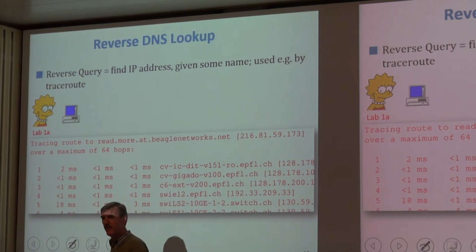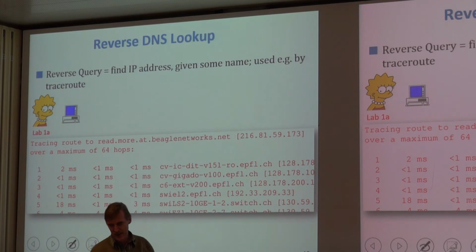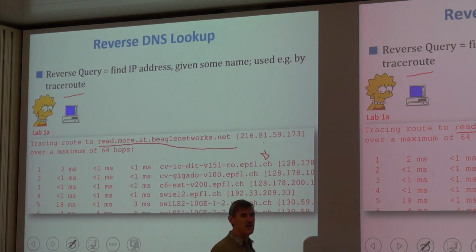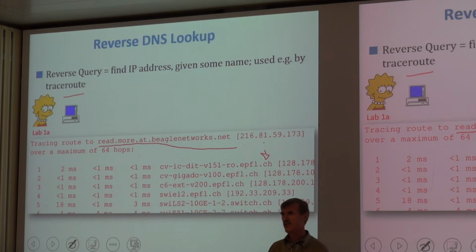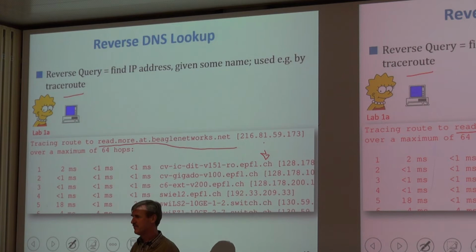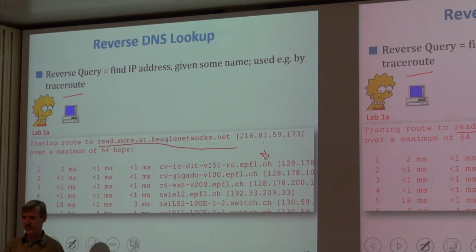We've used the DNS already, actually it was the first lab of this course, implicitly when you did traceroute. Here, Lisa is doing traceroute to read more at beaglenetworks.net. And when you do traceroute, you get the names of all the intermediate hops. How does traceroute work? Who knows that? Increase the time to live every time, and when the time to live is expired, send the ICMP message.